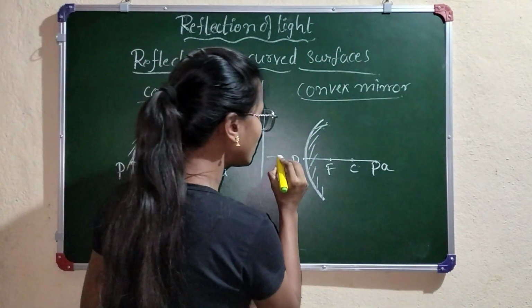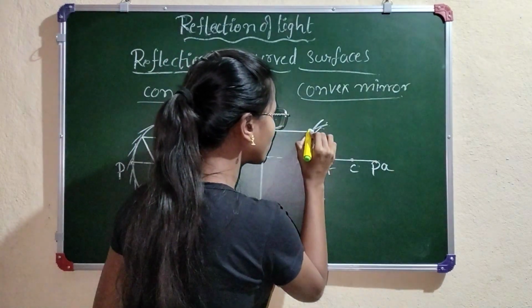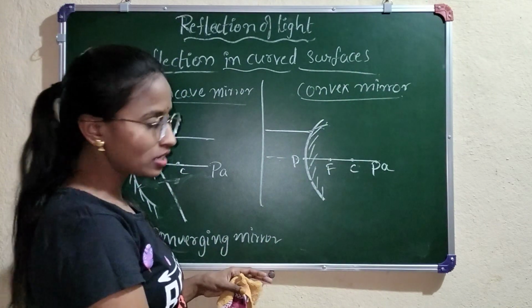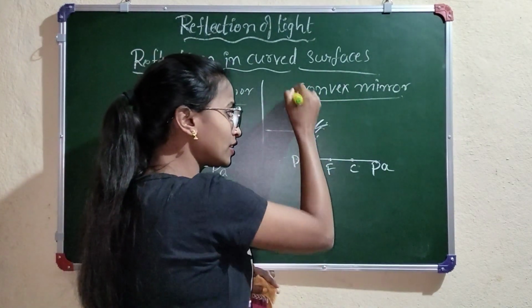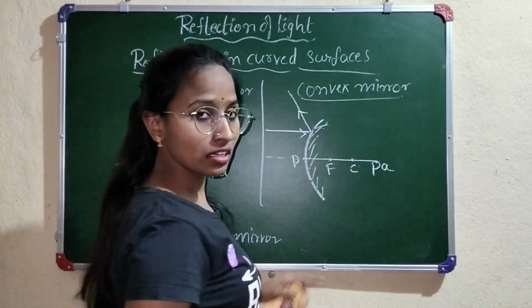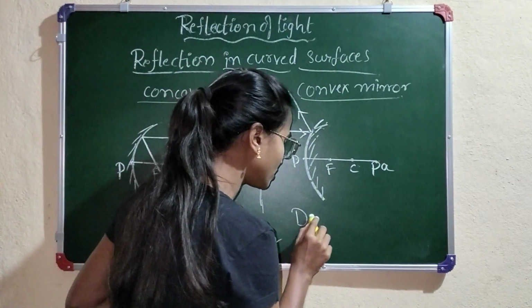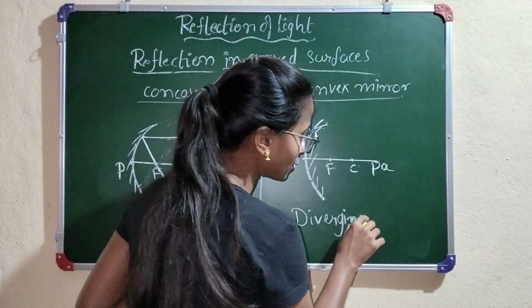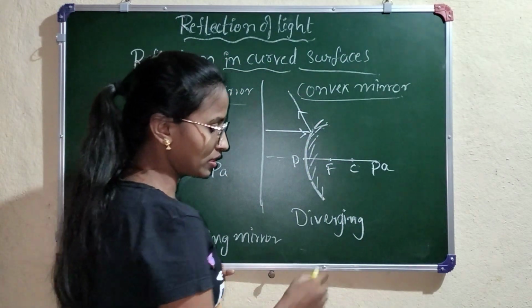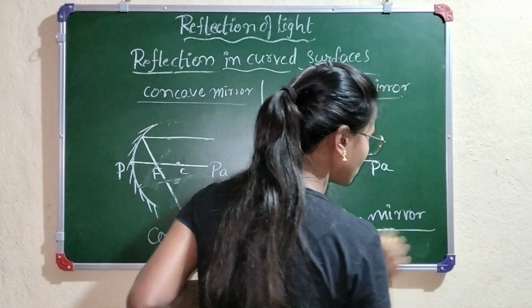And if you are sending any light to this convex mirror, by looking at the diagram also we can predict the light ray deviates like that, which means it diverges like that. Yes, so that is the reason, whatever light ray we are sending, it will diverge the light ray only. That is the reason it is a diverging mirror. Okay, this is the diverging mirror.